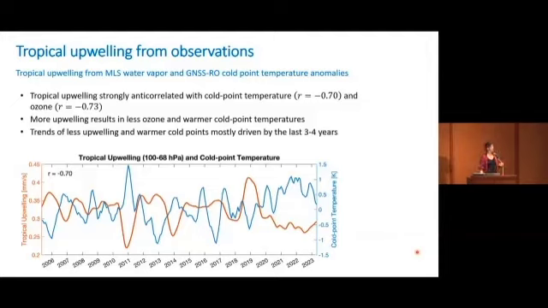So it shows us something reasonable that we can estimate with this method here. If you have more upwelling, you have less ozone. It's also anti-correlated with ozone, by the way. We don't see that here. So you have less ozone, and then you have a warmer cold point temperature, either due to the ozone effect or due to the dynamical effect.